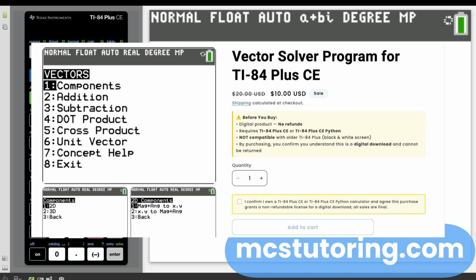Okay, so back to this. Whether you're checking your work on a homework assignment, working through practice problems or before an exam, or just need a reliable tool when the calculations get messy, Vector is a program designed to save you time and eliminate arithmetic errors.